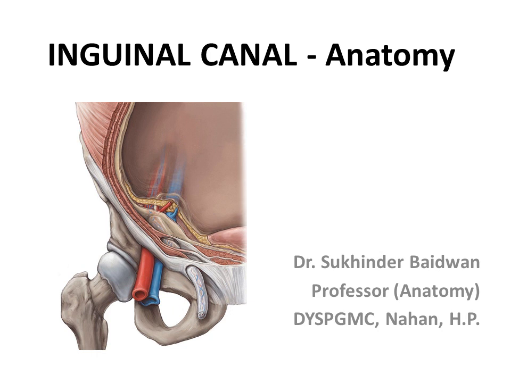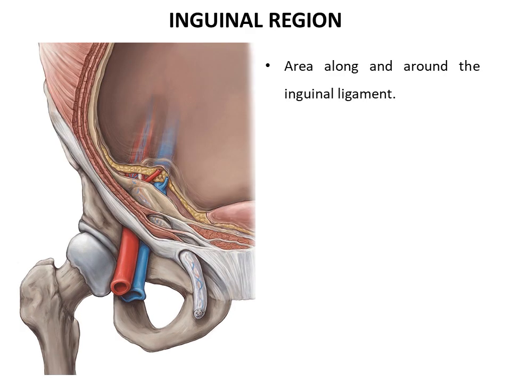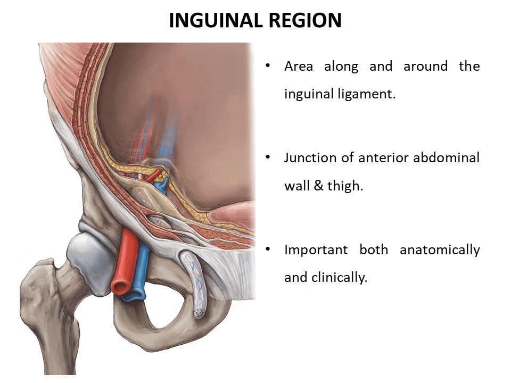The anatomy of the inguinal canal. The inguinal region is the area present along and around the inguinal ligament. It lies at the junction of the anterior abdominal wall and the thigh. This region is important anatomically as structures enter and exit the abdominal cavity here. This is also a potential site of weakness, hence the majority of abdominal hernias occur in this region, therefore making it clinically important.